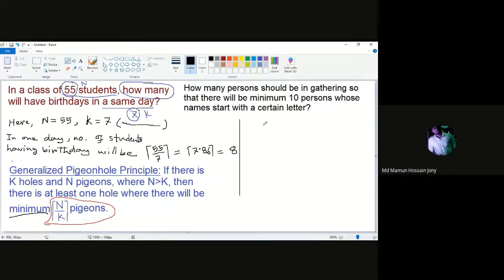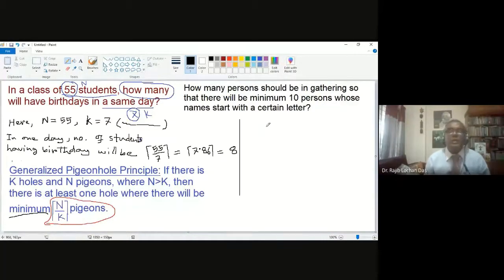N is the number of pigeons. N is all the people gathering in that room. So we do not know what N is. We will find out. You understand what I'm saying?